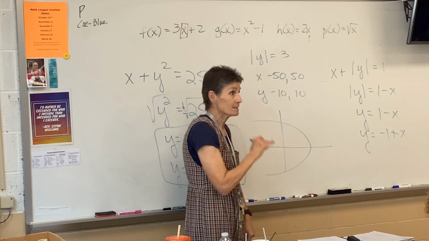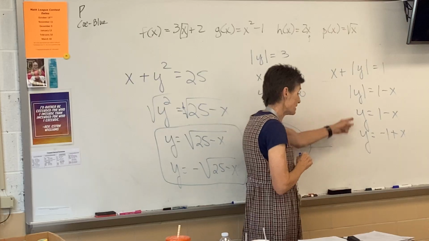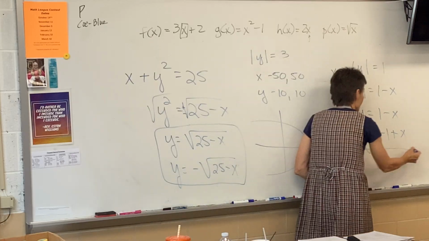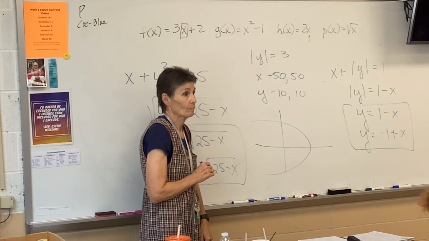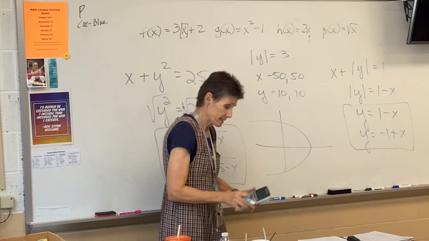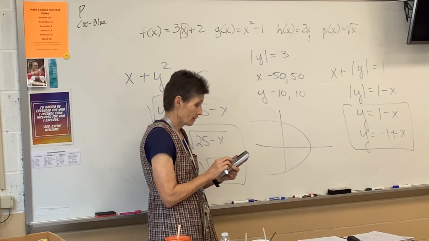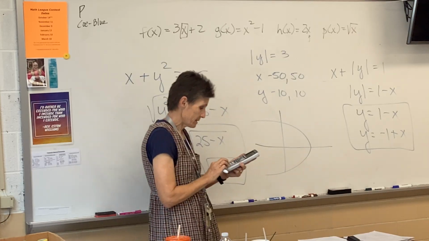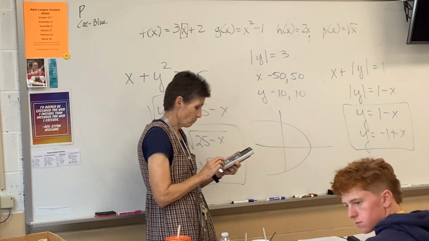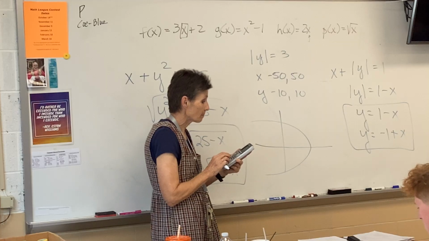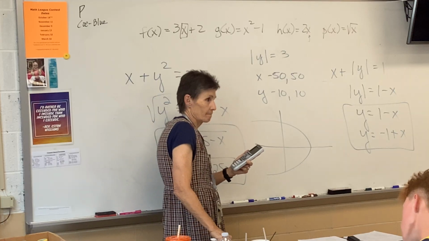So these are your implicit functions. Let's see what we get when we do that. 1 minus x and negative 1 minus x. I got an X.